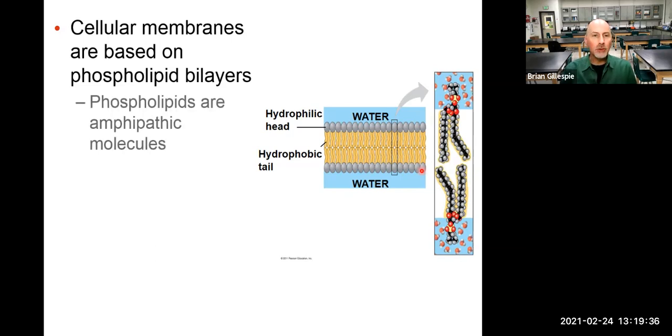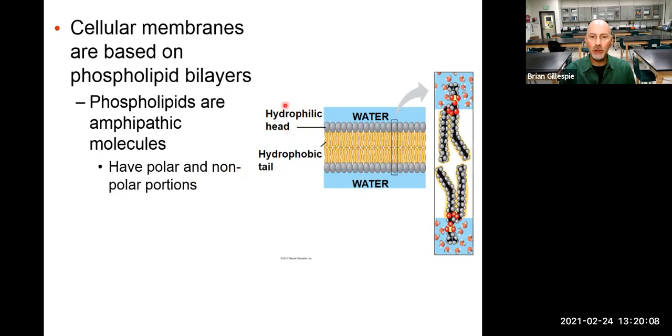So remember, phospholipids are these really weird molecules that are what we call amphipathic. Amphipathic just means that they have hydrophobic and hydrophilic regions. They have areas that like to be in contact and surrounded by water molecules, and they have other areas that don't want to be around water molecules.